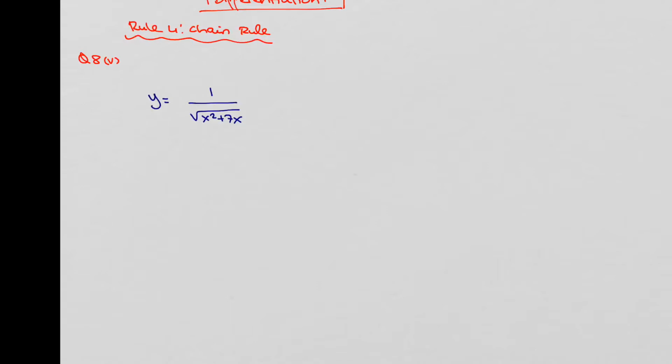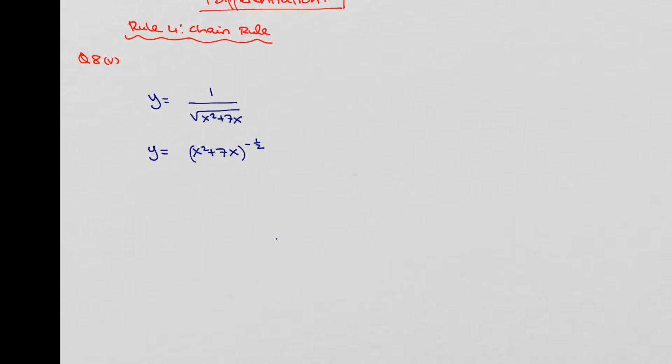Before we can differentiate this, we need to write it as x to a power. Because it's 1 over, that's instantly going to be to the power of minus. And then it's the square root of x squared plus 7x. The square root is always to the power of a half, so that's x squared plus 7x to the power of a half. But because it's 1 over, it's going to be to the power of minus a half. So now we're ready to differentiate.